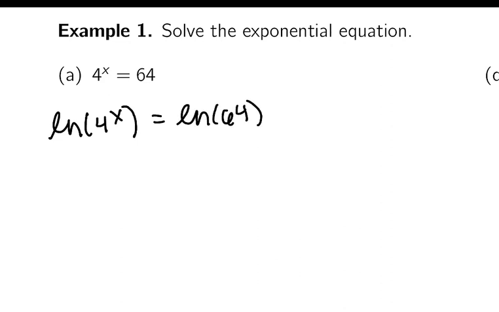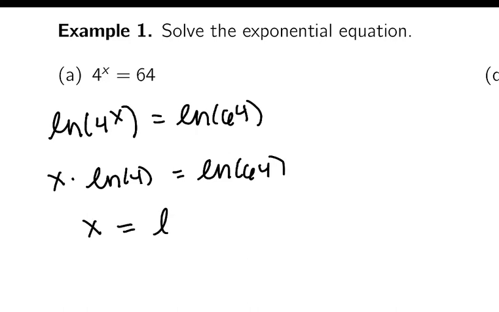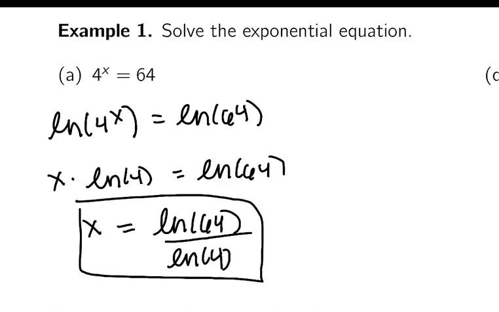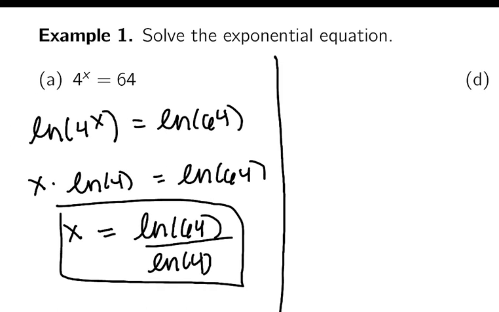Then I can use my third law of logarithms to bring this x out in front, writing it as x times the natural log of 4 is equal to the natural log of 64. And I can divide both sides by natural log of 4, leaving me with x as the natural log of 64 over the natural log of 4. That's my final answer. There's actually another way we could have done this.